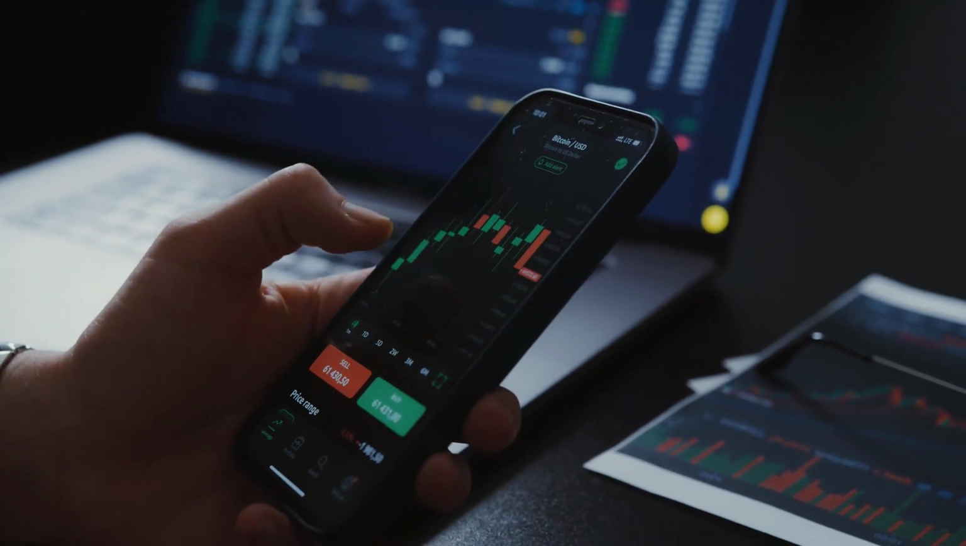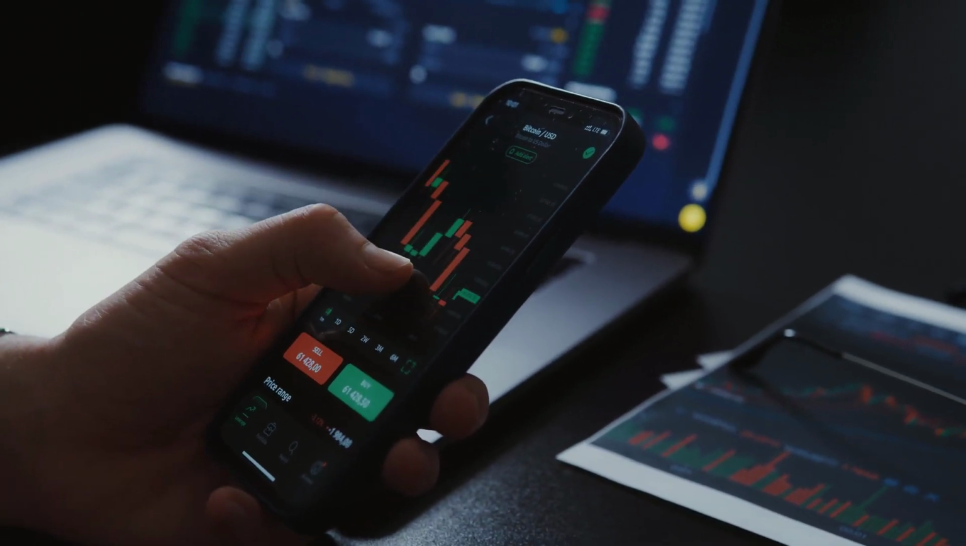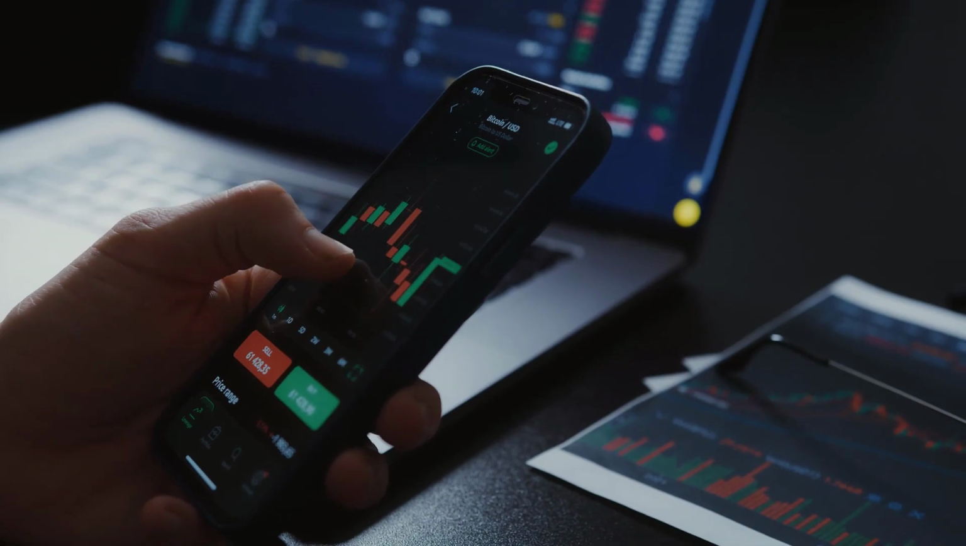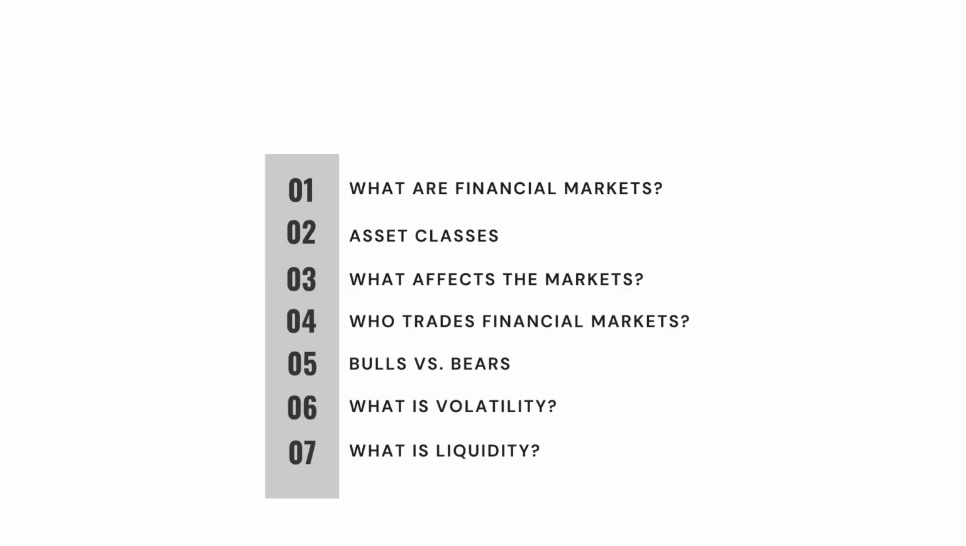Welcome to LutaMarkets. Let's get started at the very beginning: what financial markets are and a few key concepts you need to know. What are financial markets? Asset classes. What affects the markets? Who trades financial markets? Bulls vs. bears. What is volatility? What is liquidity?